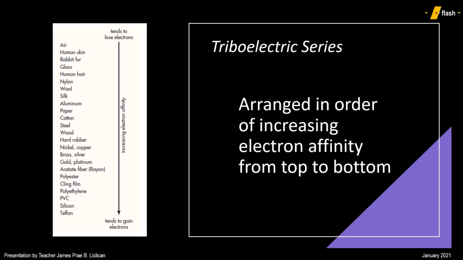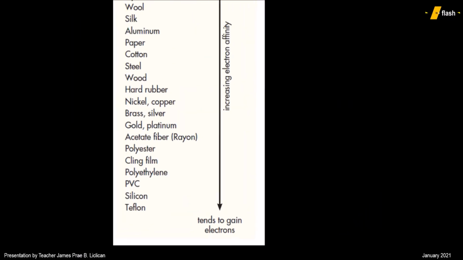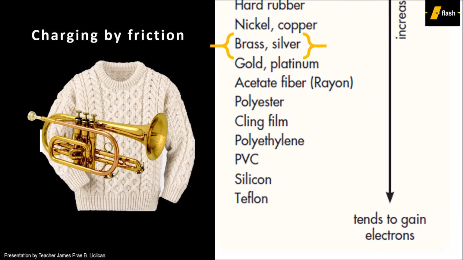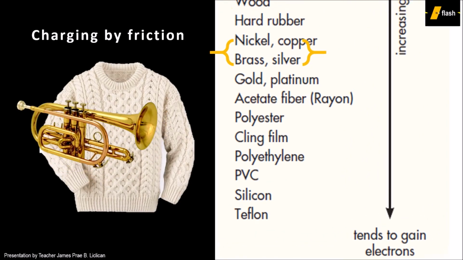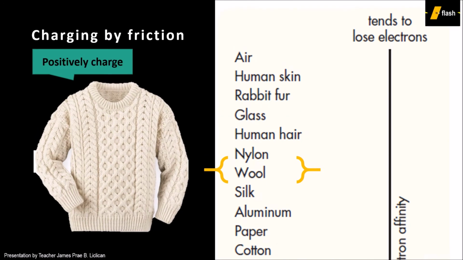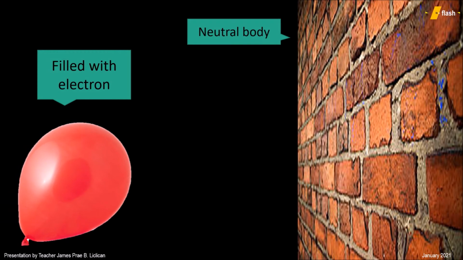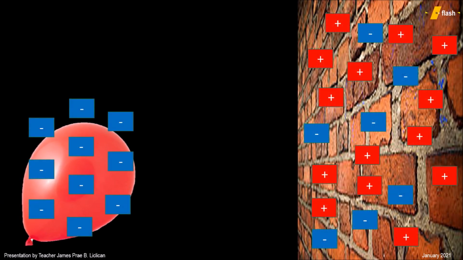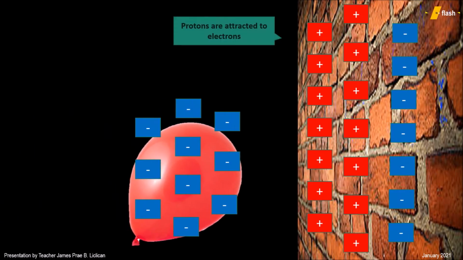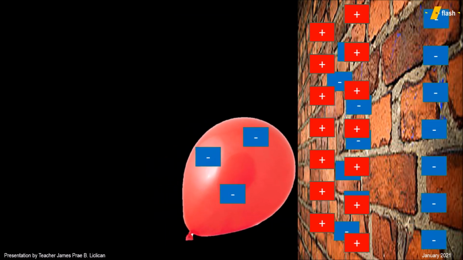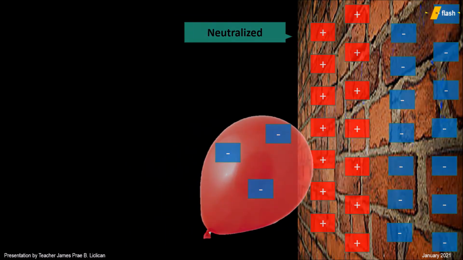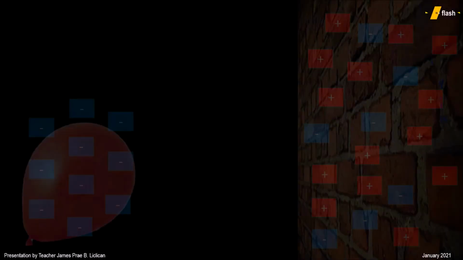Common materials are arranged in the Triboelectric Series, which ranks objects in increasing electron affinity. In general, when two objects rub against each other, the object that is found higher on the list becomes positive in charge. The second process of charging is charging by conduction. Charging by conduction involves physical contact, wherein electrons can move directly from one body to another. And the third and last process of charging is called charging by induction.